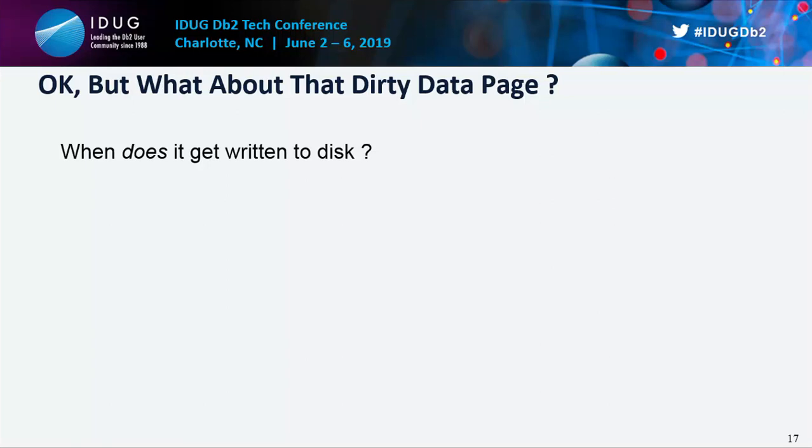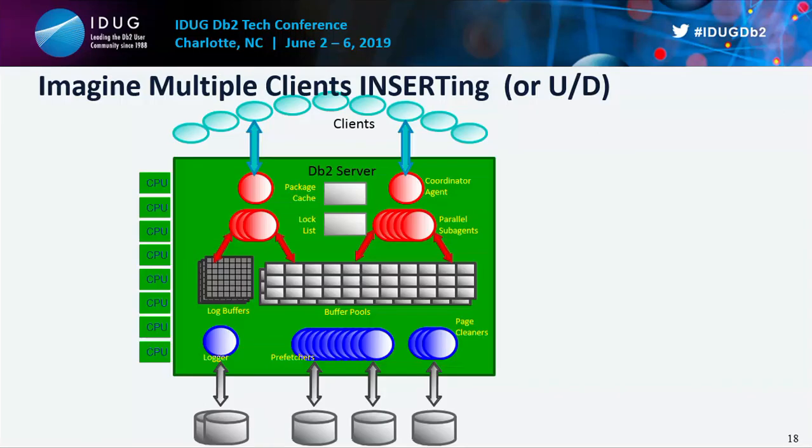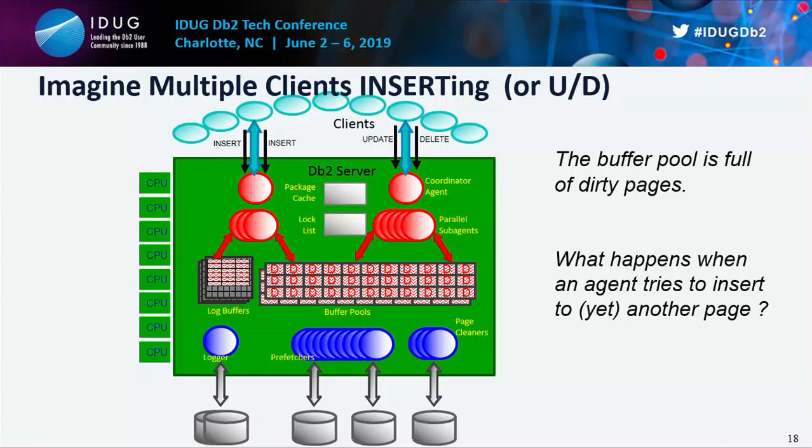Okay, so now what about that dirty page, and when does it get written to disk? If you have multiple agents inserting or updating or deleting, multiple people can dirty the same page, or they can dirty different pages. And let's assume that you had your cleaners tied up for some reason. In absolute worst case, and this should never actually happen in a production database, and if it ever does, something's configured wrong and you should fix it.